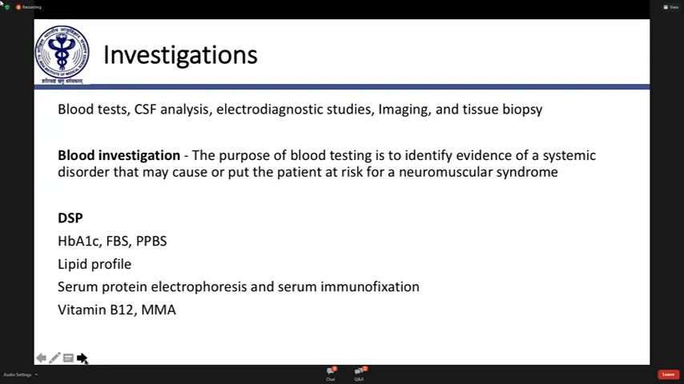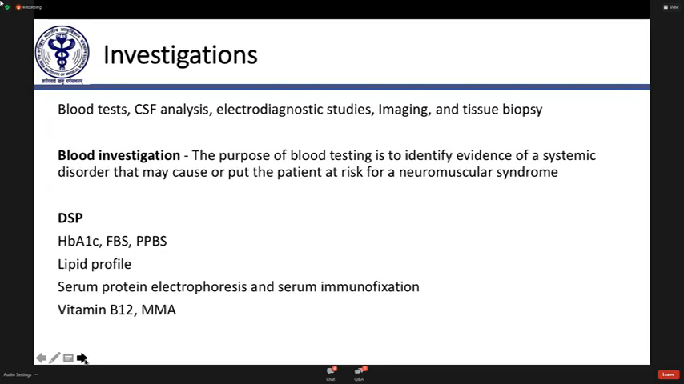In a distal symmetrical polyneuropathy or distal sensory polyneuropathy, the essential investigations that we should get done for most of our patients are: diabetes has to be ruled out, the lipid profile, the metabolic profile along with the diabetes, the serum protein electrophoresis, and the immunofixation. Immunofixation should be done, not just the protein electrophoresis. Dr. Deepak will discuss in his talk the importance of that.